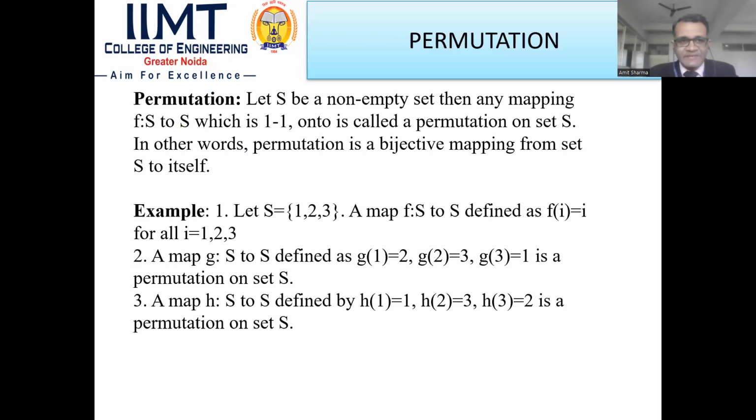Let us define some examples. Let S is equal to {1, 2, 3}. A map f from S to S defined as f(i) = i for all i = 1, 2, 3. So this is an identity mapping. Second example is a map g from S to S defined as g(1) = 2, g(2) = 3, g(3) = 1 is a permutation on set S. Similarly, we can define h from S to S defined by h(1) = 1, h(2) = 3, h(3) = 2 is a permutation on the set S. Similarly, we can define other permutations also.